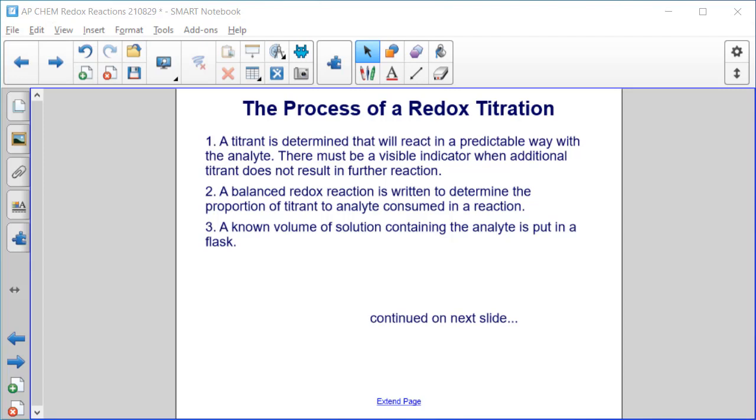So the first thing we do is determine something we can titrate our analyte with. A titrant is determined that will react in a predictable way with the analyte. And in this instance, there must be a visible indicator when additional titrant does not result in further reaction. We need a balanced redox reaction so that we can determine the proportion of titrant to analyte consumed. And we need a known volume of solution containing the analyte in a flask.